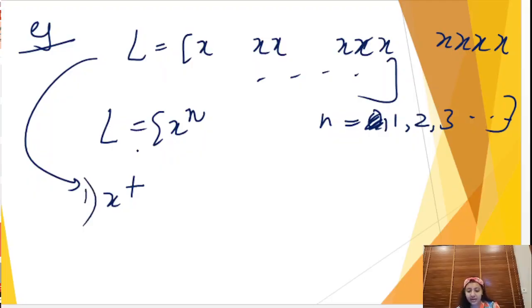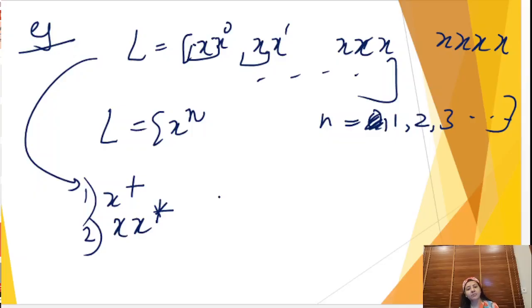Then there is another way to represent this language using another regular expression. I can also write it like this: 1 x is fixed, right? And after that there can be any number of x's. Here there are 0 x's, here there is 1 x, here there are 2 x's, here there are 3 x's. So I can also represent it like this, the starting x is fixed and then x star is representing any number of x's starting from 0 to any length. So this is another way of representing this language.